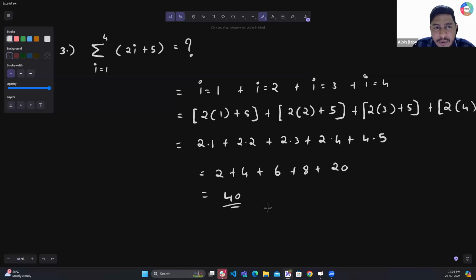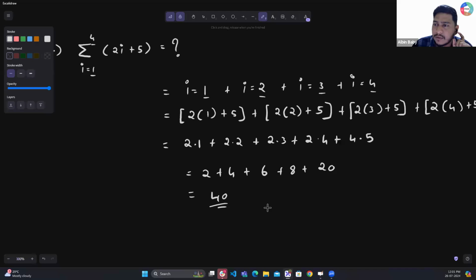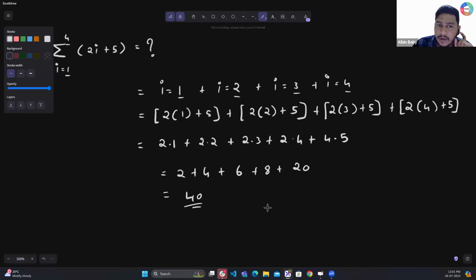See here also what you are doing. i is in the range from 1 to 4, that is 1, 2, 3, 4. So you just substitute the value of i in the sequence, wherever i is present. So 2 into 1 plus 5, 2 into 2 plus 5, 2 into 3 plus 5, 2 into 4 plus 5. Now, you have 5 common everywhere, right? How many 5s are there? There are 4 fives in total.